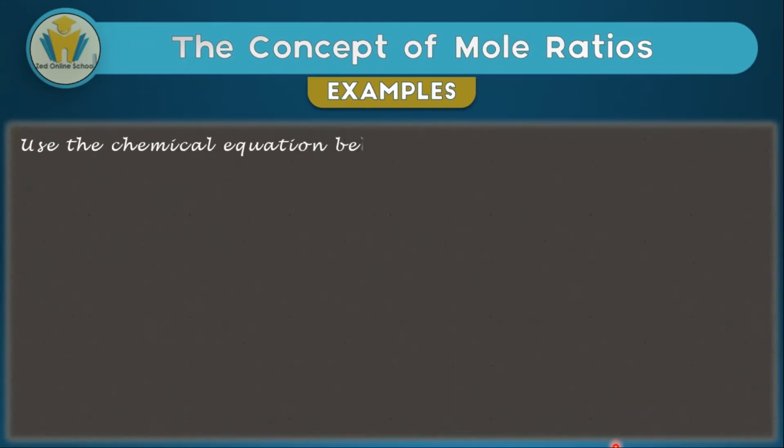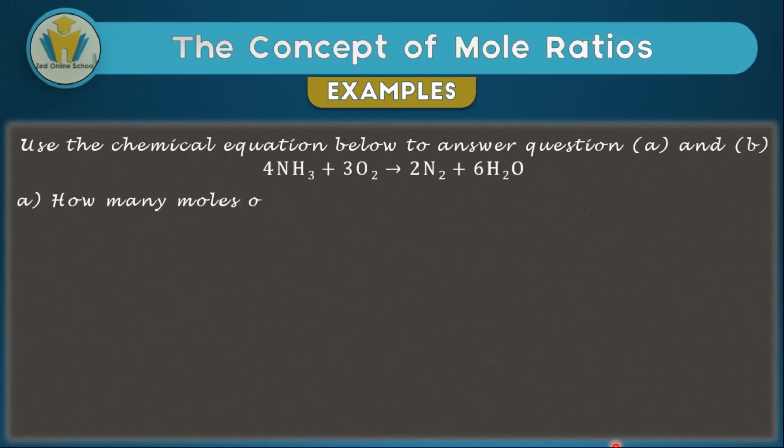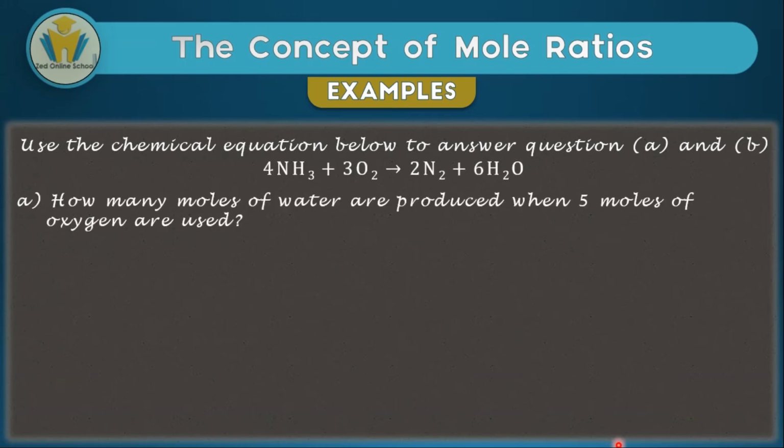Let's look at another example where we're using the chemical equation below to answer the questions A and B that will follow. Here we've got another chemical equation. As you can see, we've got ammonia and oxygen, producing nitrogen and water. We've been asked to find how many moles of water are produced when 5 moles of oxygen are used. Right from the start, if you don't know about proportion and mole ratios, this question might be very difficult.